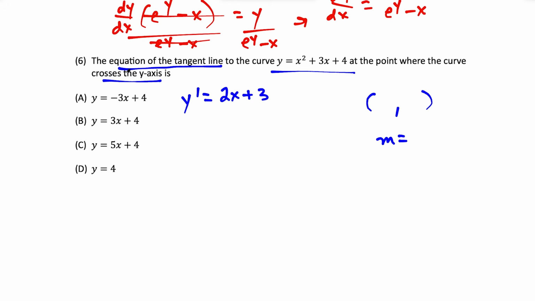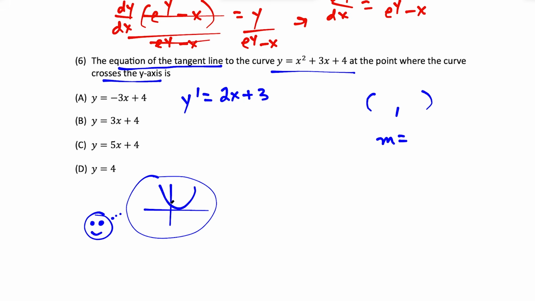So now we have to think about what it means if we're looking at the point where the curve crosses the y-axis. That's just a really subtle way of saying x equals 0, because what I'm imagining here is that no matter what curve we have, in this case a parabola, but let's say the parabola looks something like this. At the y-intercept, the x coordinate is equal to 0. So we would have x equals 0, and if we plug x equals 0 into this equation, the y value is going to be equal to 4.